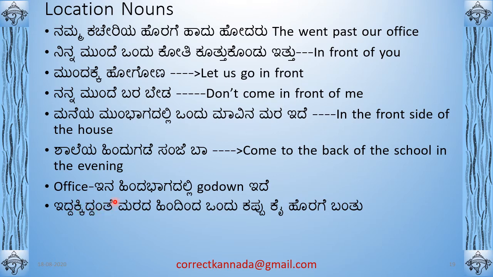So this is a good example of a samyukta akshara word, right? You have so many, three baby letters in one word. The meaning is suddenly, all of a sudden. ಇದಕ್ಕಿದ್ದಂತೆ ಮರದ ಹಿಂದಿಂದ, from the back. ಒಂದು ಕಪ್ಪು ಕೈ ಹೊರಗೆ ಬಂತು. So ಹೊರಗೆ means outside, ಒಳಗೆ means inside. So these are words representing location.